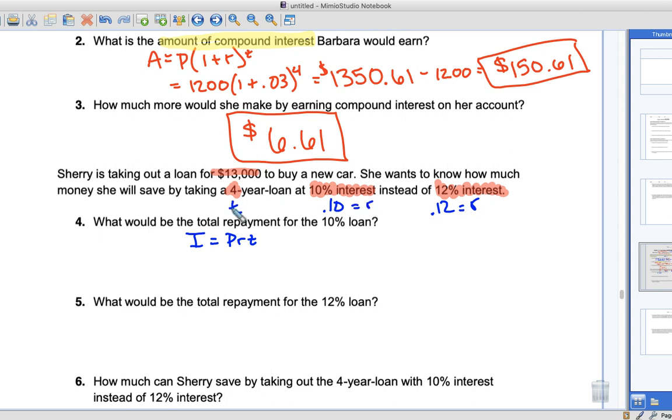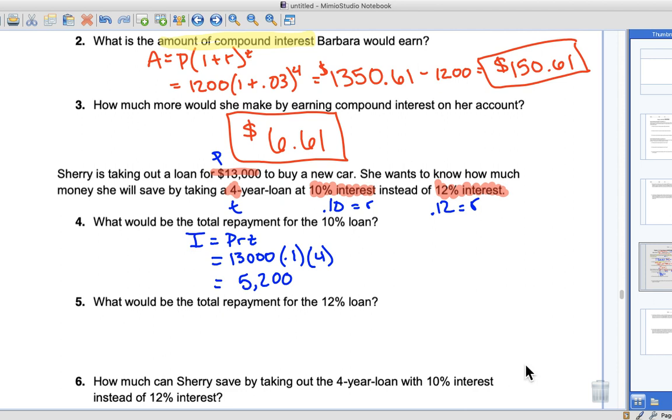My time is 4. My principal is 13,000. So let's plug this in. 13,000 times 0.1 times 4 is 5,200. Did I answer the question? No. What do I need to do?